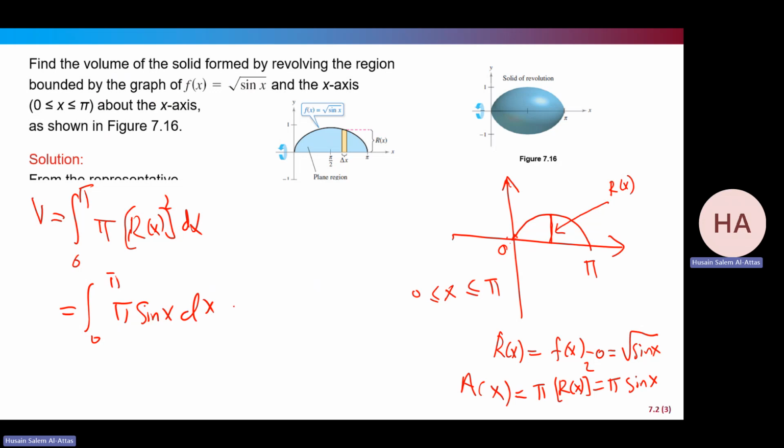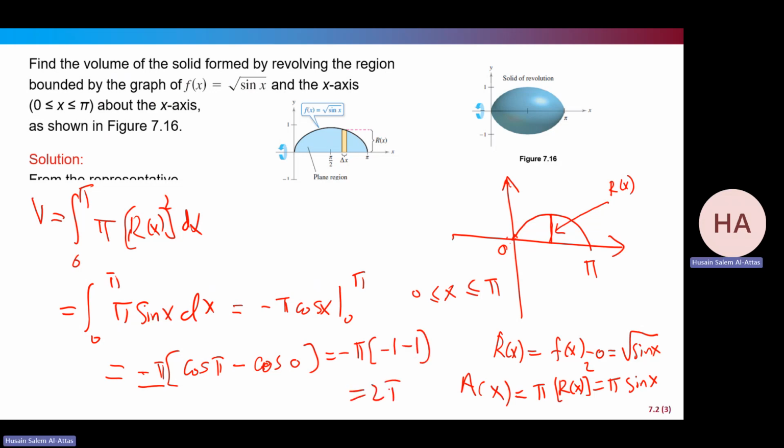And that gives me what? What's the integral of sine? It will be negative cosine from 0 to pi. And that, I know, will be minus pi, cosine pi, minus cosine 0, times minus pi. So it will be what? Minus pi, I'm doing it in details. Minus 1, minus 1. So the answer is 2 pi. That will be the answer.